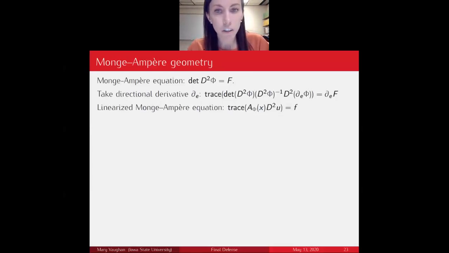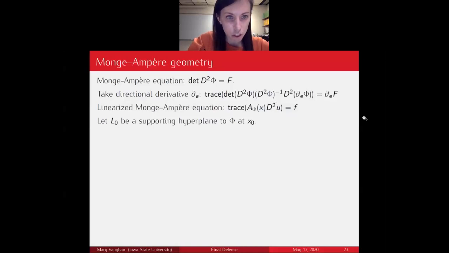Caffarelli and Gutiérrez, under certain assumptions on the function phi here, proved Harnack inequality for the linearized Monge-Ampère equation, but they didn't do it in Euclidean balls. They did it in Monge-Ampère sections. And so the sections are what makes sense for the geometry of this equation.